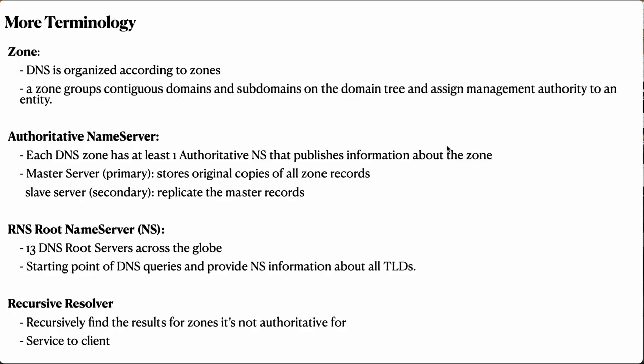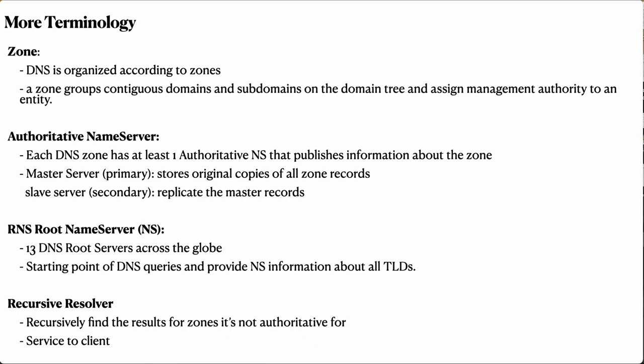First, we have zone. So DNS is organized according to zones, and a zone groups contiguous domains and subdomains on the domain tree and assigns management authority to an entity. And we have the authoritative name server. Each DNS zone has at least one authoritative NS that publishes the information about the zone. And it has two categories. One is master, which stores the original copies of all zone records, and also slave, which is just replicating the master records.